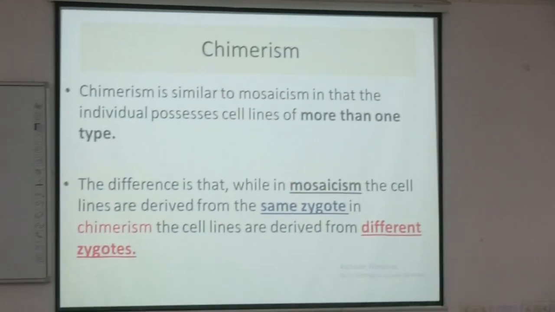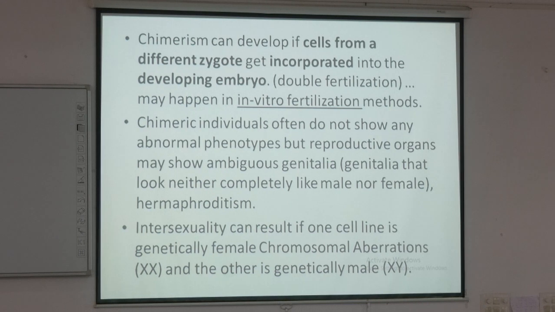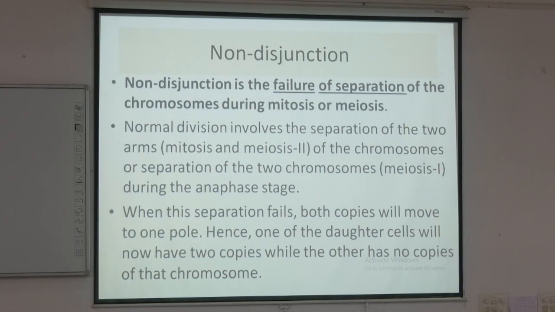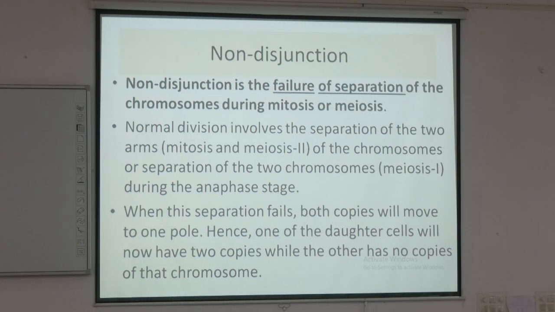And last but not least, the thing we talk about is the process of non-disjunction. Normally the chromosome should split, the centromere should split, move away and go to different poles during cell division. If you have an error of the split, then the movement of the chromosome is not taking place the right way. This we call failure of separation of the chromosomes during mitosis or meiosis. We call it non-disjunction. So normal division takes place where chromosome separation occurs and the chromosomes move to the other ends, giving rise to the normal 2n.